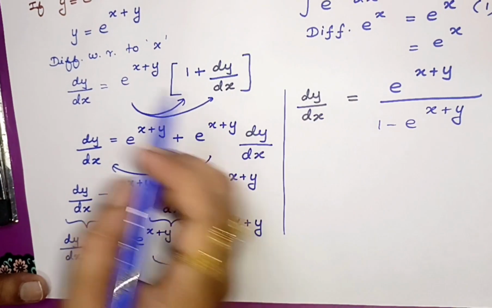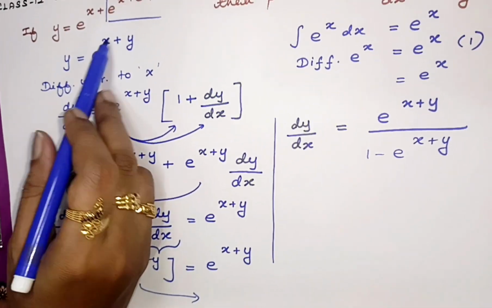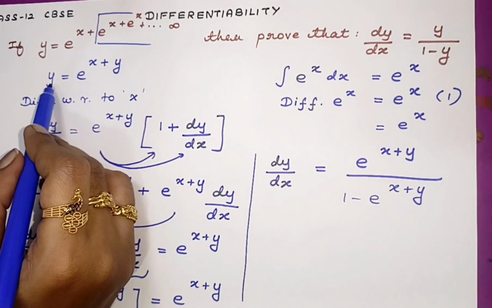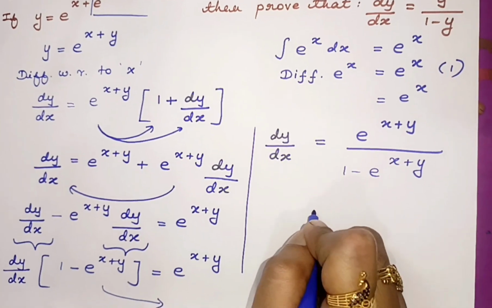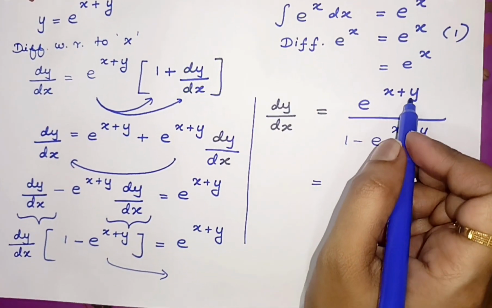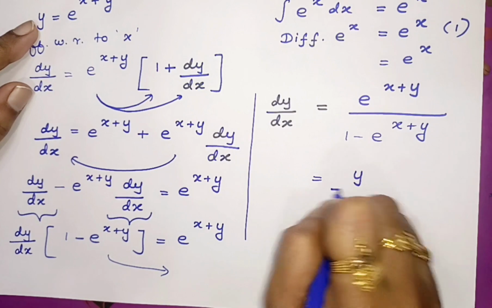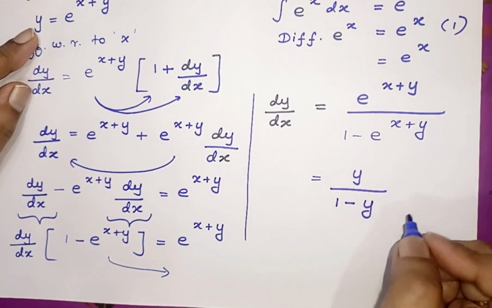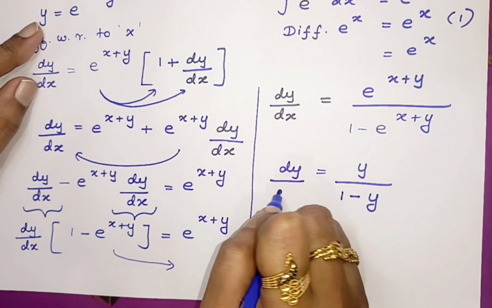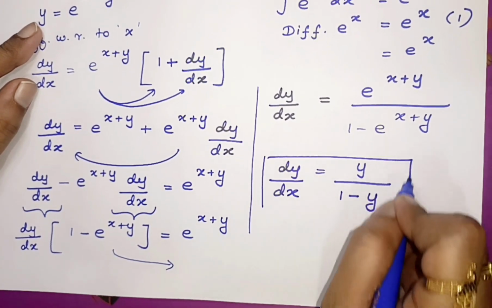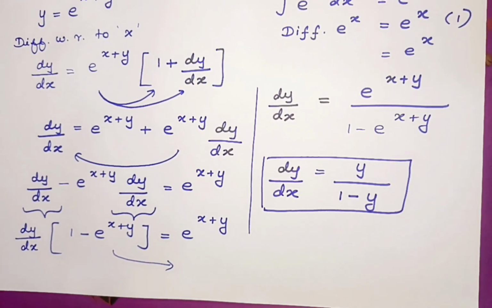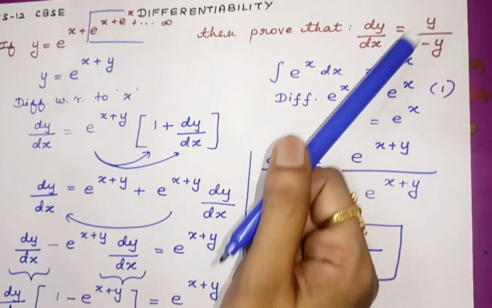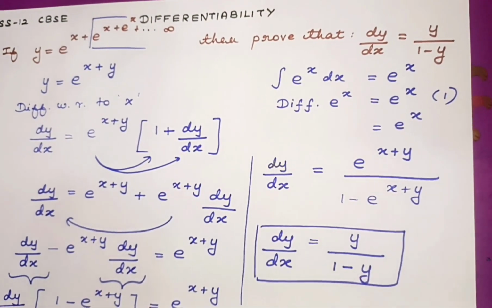Already in the question, I have changed the question into this format. So in the place of e power x plus y, we could replace it with y. So now I am going to change this e power x plus y as y. So y by 1 minus e power x plus y, again we should keep this one as y. So what is the solution now? dy by dx is equal to y divided by 1 minus y. See, in the question we have to prove that dy by dx is equal to y by 1 minus y. We have obtained the result.